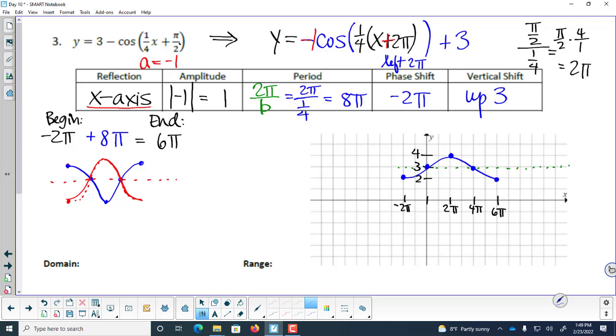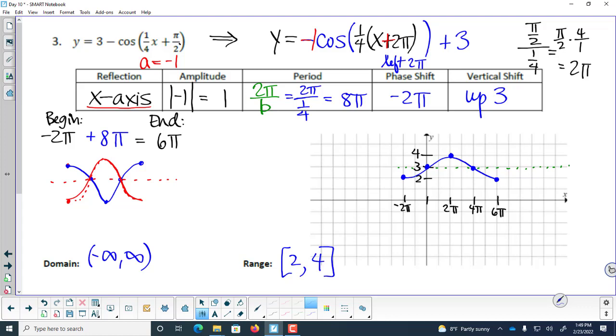Now, that technically goes on forever and ever in both directions. So don't think that's our domain. The domain is all real numbers. If we wanted to draw more cycles, then we would just repeat that pattern to the right or to the left. But you only need one, because that way it's easy to see all the parts. And then the range would be from the lowest to the highest, which would be 2 to 4. Any real number between 2 and 4 and equal to those.